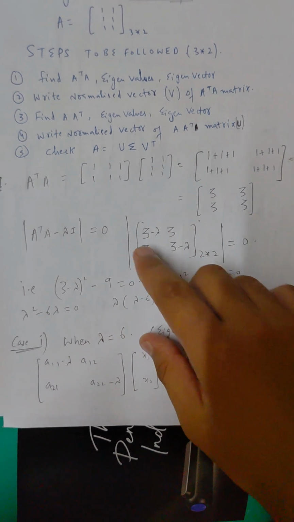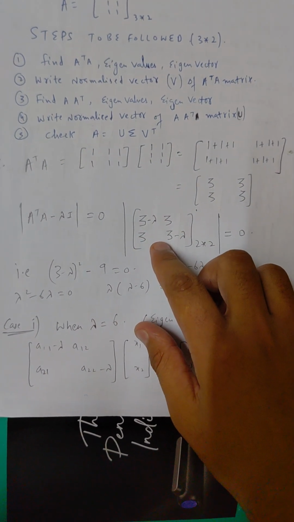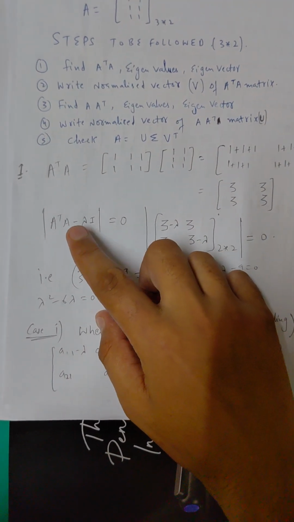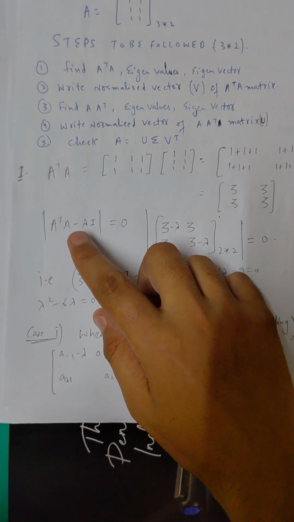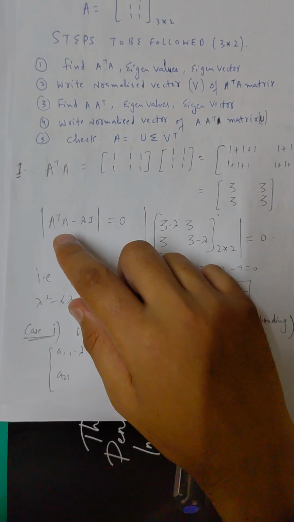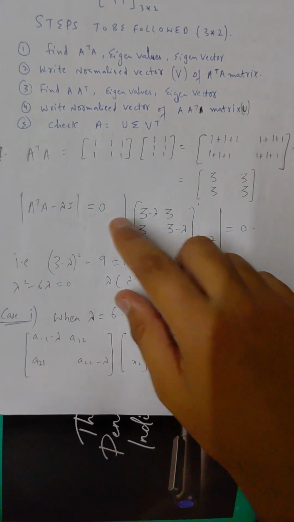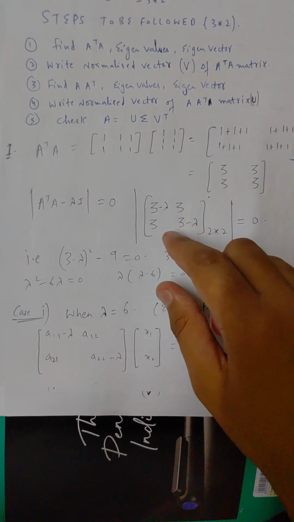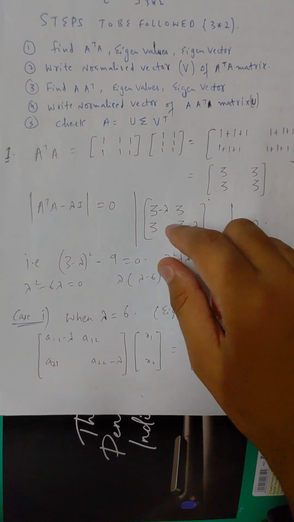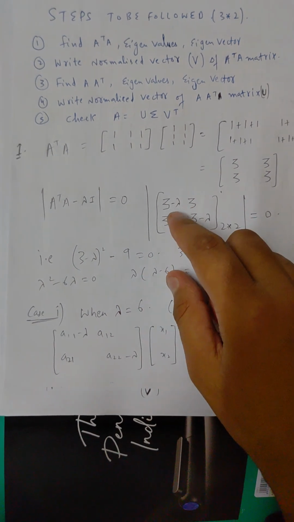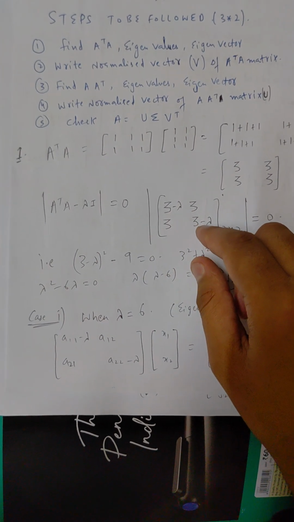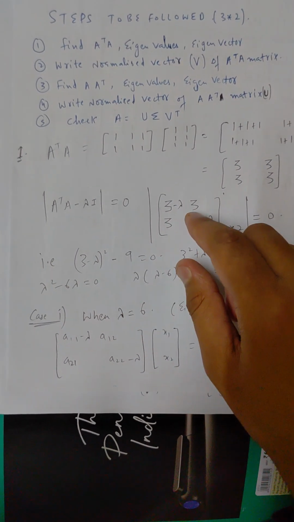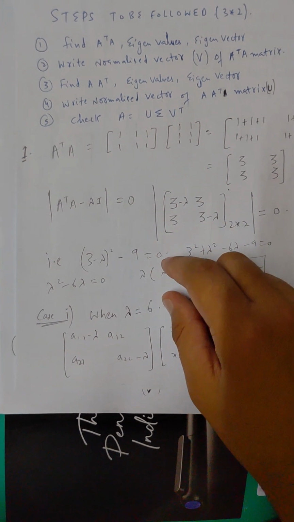To calculate the eigenvalues and eigenvectors, this is the method we have to follow: A transpose A minus lambda I, we will take its determinant and equate it to 0. After doing the determinant here, I have got (3 minus lambda) into (3 minus lambda) minus 3 into 3, which is 9, equal to 0.